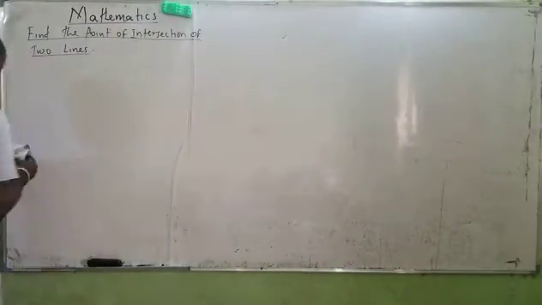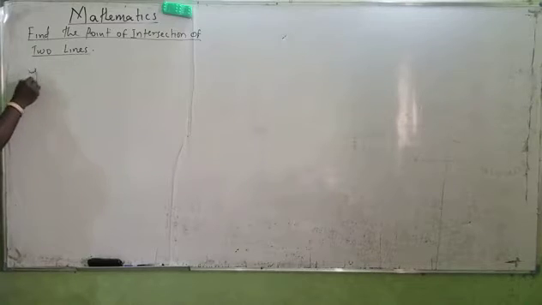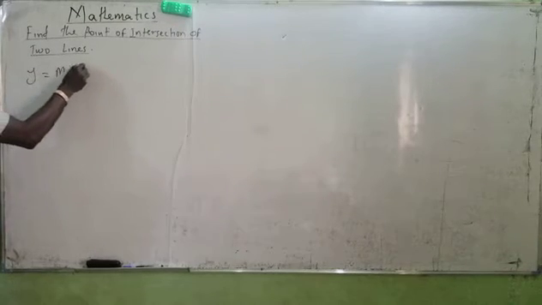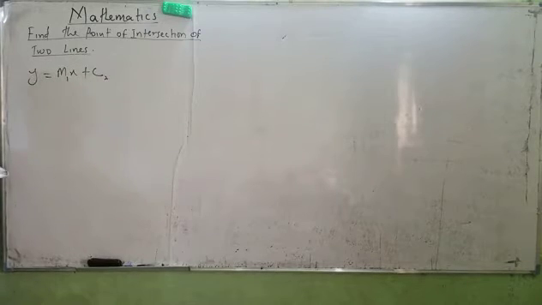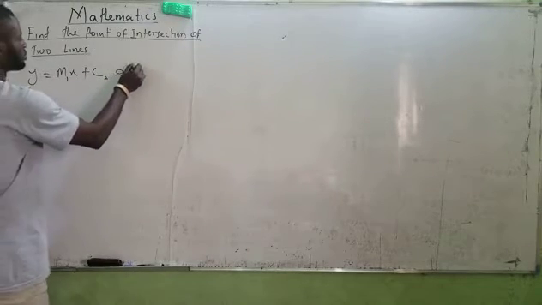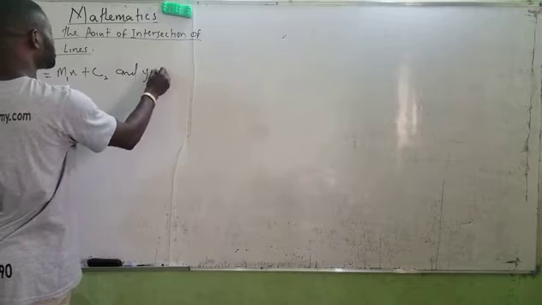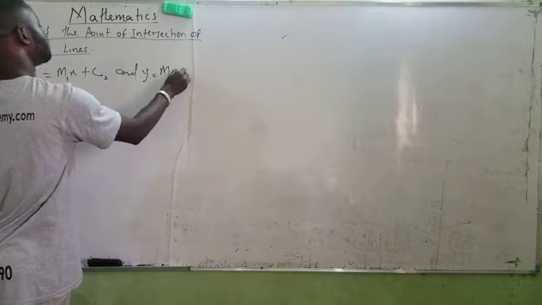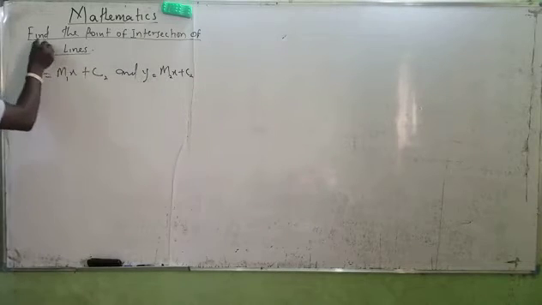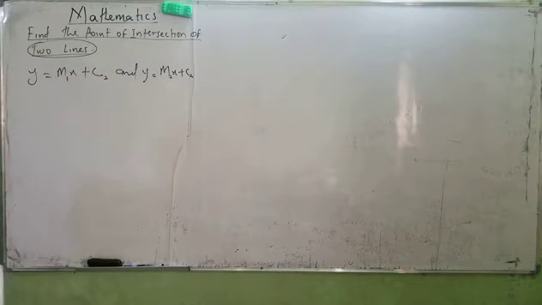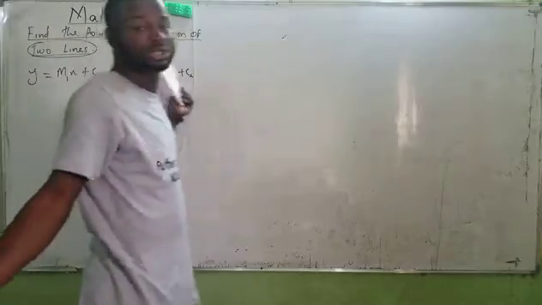Now, this is a line. I have y equals mx plus c. This one can be 1, can be 2. And y can be equal to what? m2x plus c2. Now, this is line 1, this is line 2. And it means I've defined two lines. Can you see the two lines now?